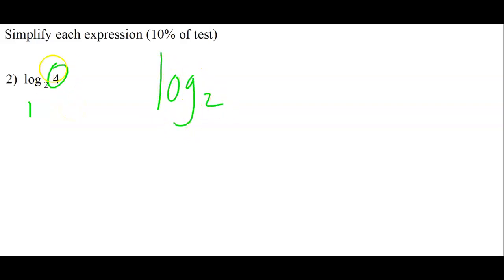I can rewrite this 4 as a 2 squared, and for that, we do have a property. These kind of cancel each other out, and I'm just left with 2. Let's go ahead and take a look at number 3. Same property, actually. This is a common log. Whenever you don't see a little base right here, that means it's 10. And once again, these just cancel, and I'm left with x.